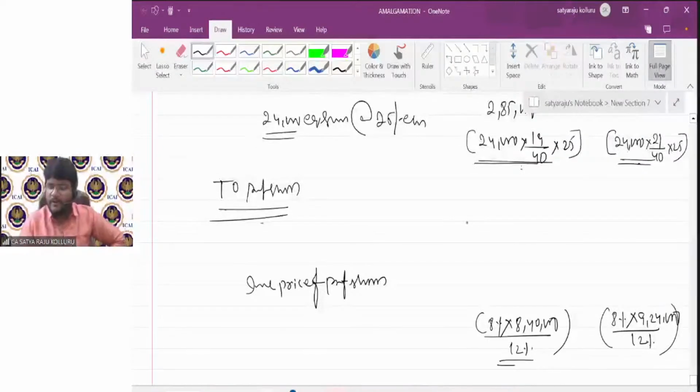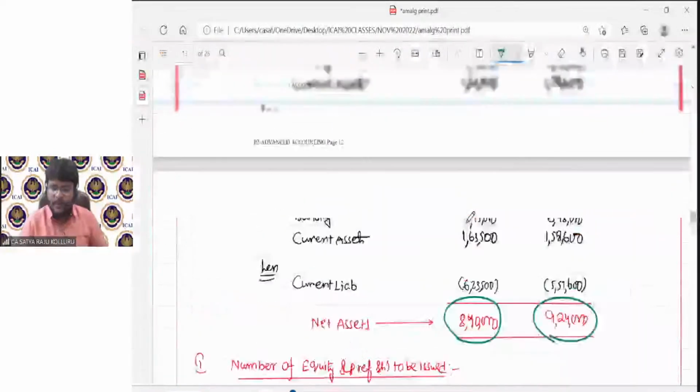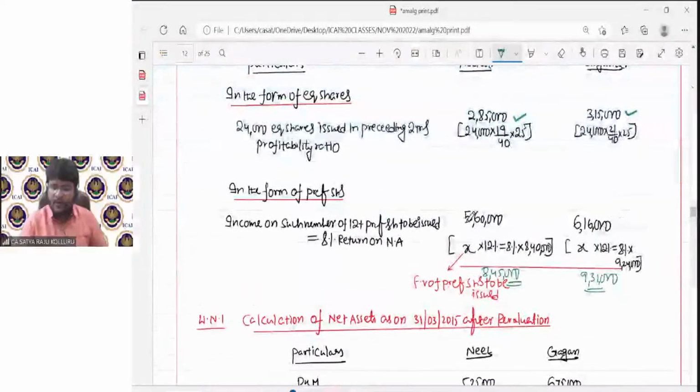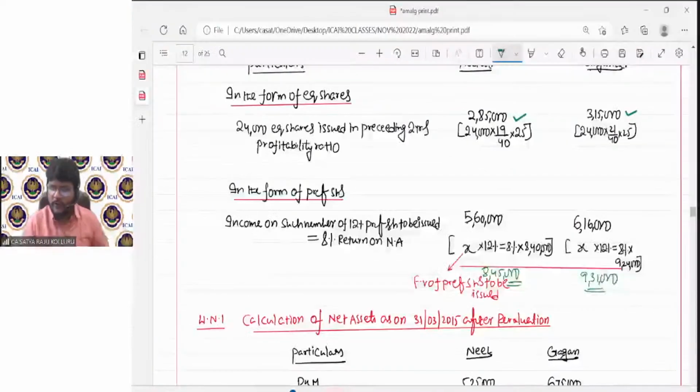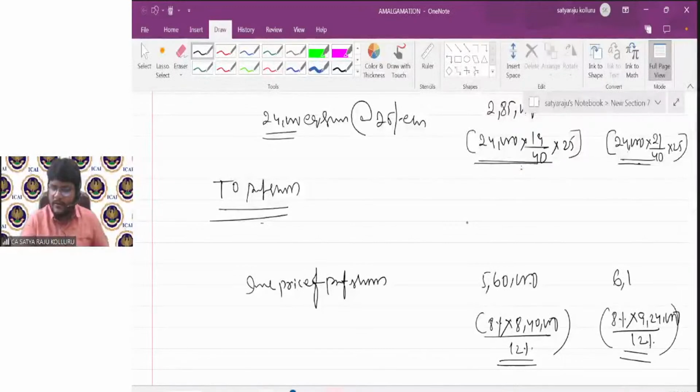Now, all of you, please let me know the calculation part of this. How much? Please participate, all of you. So I got the preference shares for Nil as 5,60,000. Am I right? Is it 5,60,000? Next for Gagan, I got 6,16,000 as per my PDF. Please all of you confirm, are these figures correct?